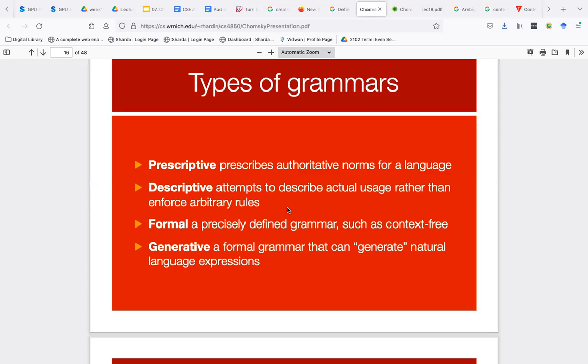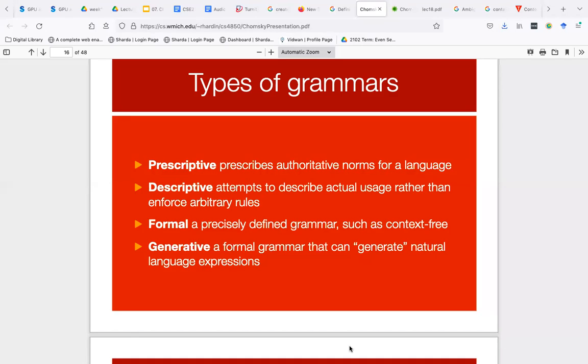But now when we talk about formal, it is the one which we will be talking about more often. Formal is a precisely defined grammar such as a context tree. We'll see what it is. We'll see what we mean by defining a grammar. वो अभी हम देखेंगे, थोड़ी देर में wait करो.